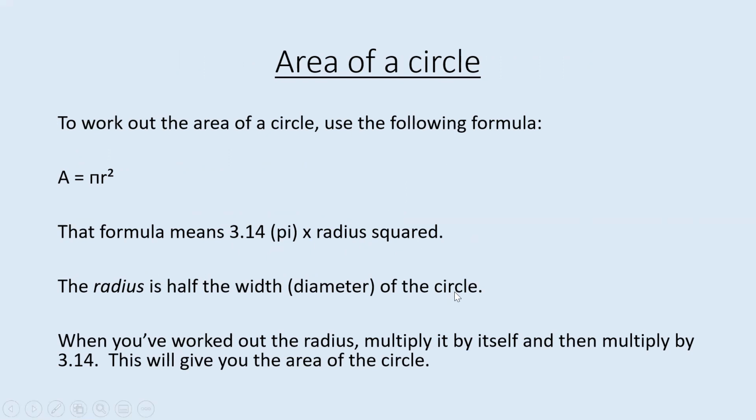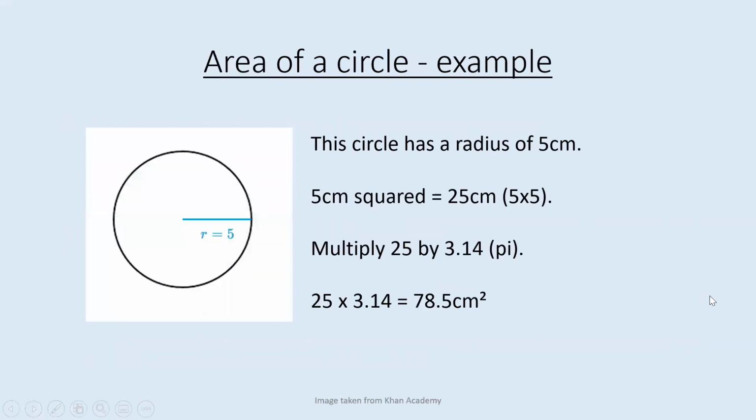Once you've worked out what the radius is, in order to square it, you multiply it by itself and then multiply that answer by 3.14. That will give you the area of the circle. Let's have a look at a few examples.